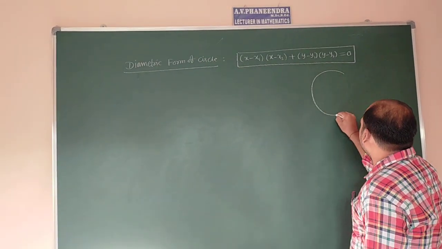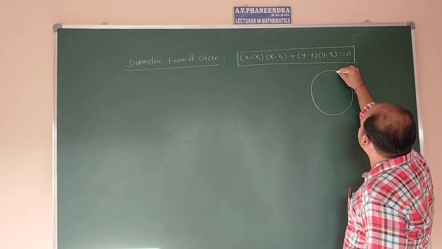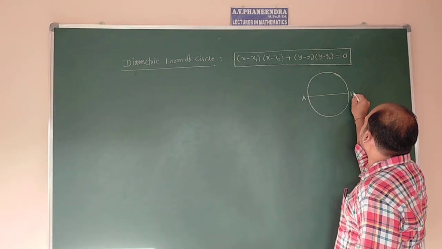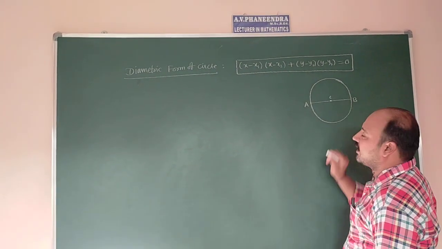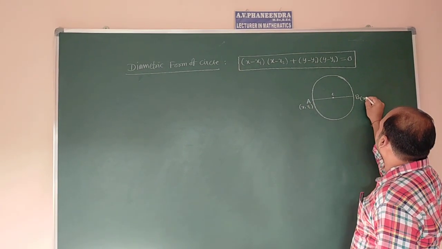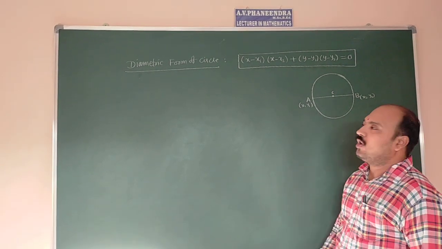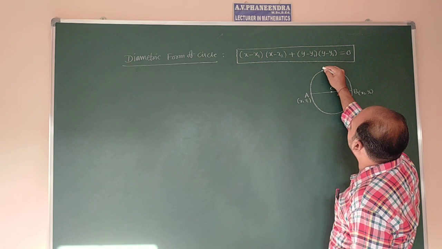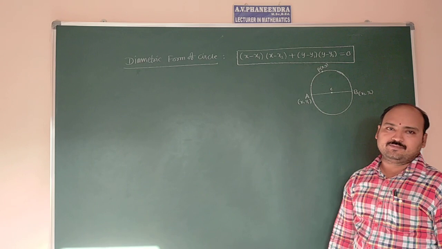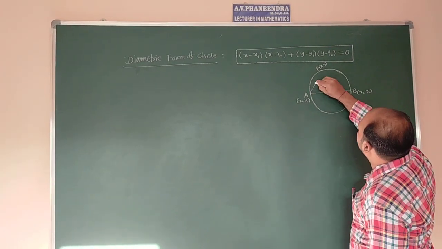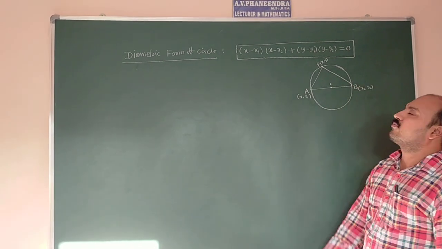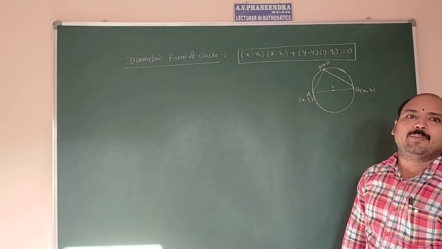See, this is the circle. This is the diameter of the circle with center C, endpoints A of x1 y1 and B of x2 y2. After that, you can assume any point P of x comma y on the circle. Join AP and join PB.